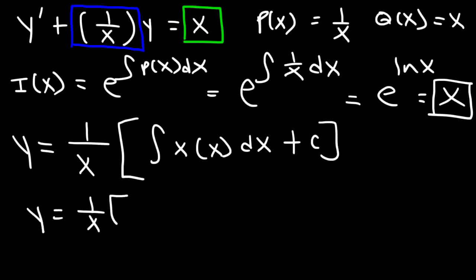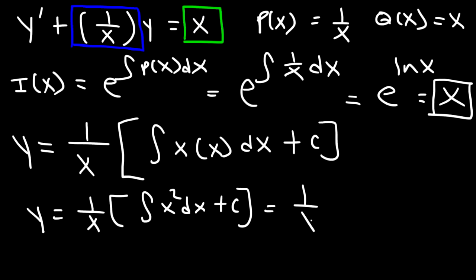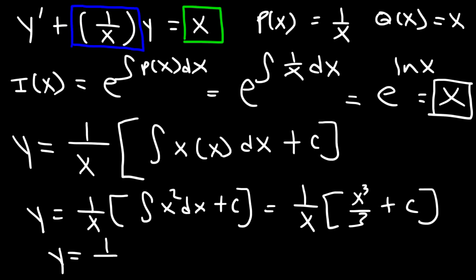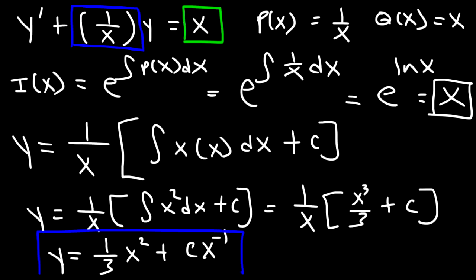Now x times x is going to be x squared. And the antiderivative of x squared is going to be x cubed over 3. So if we distribute 1 over x, this is going to be the final answer. It's going to be 1/3, and then x cubed over x is x squared, plus c over x. Or you could write that as c times x to the minus 1. And that's the final answer for this problem.